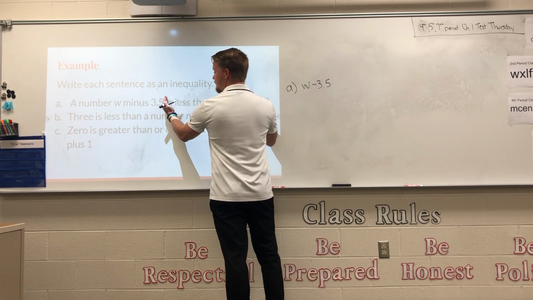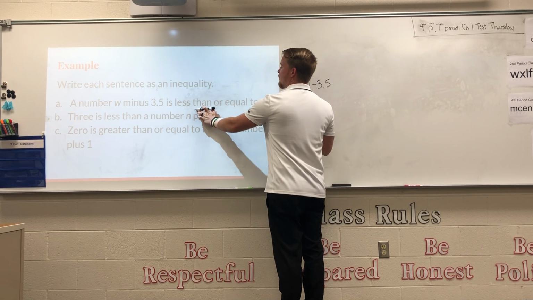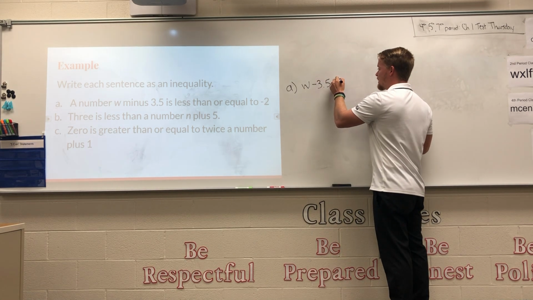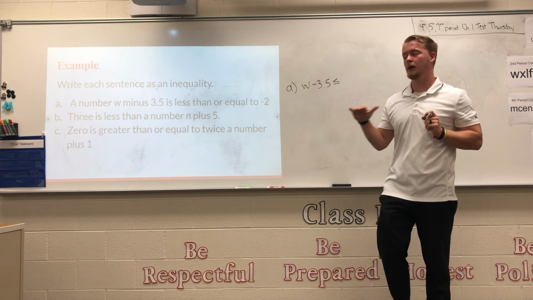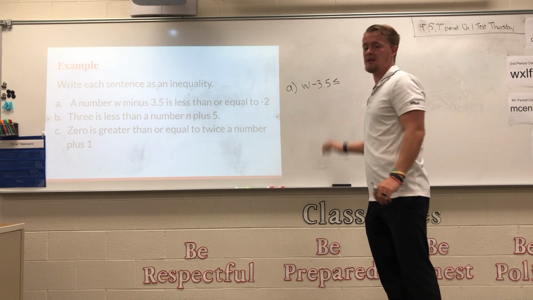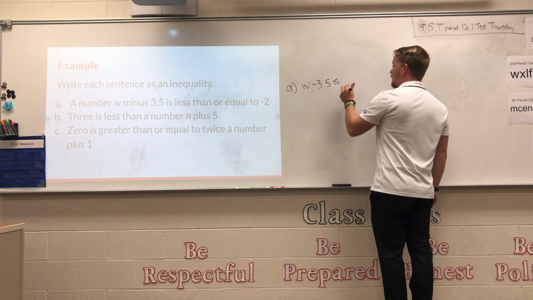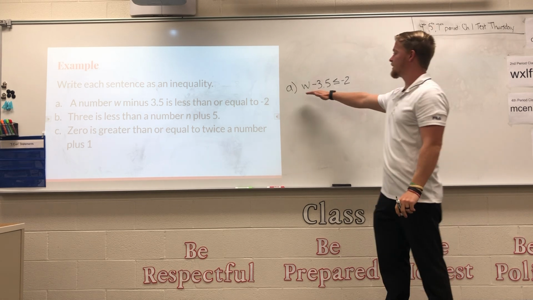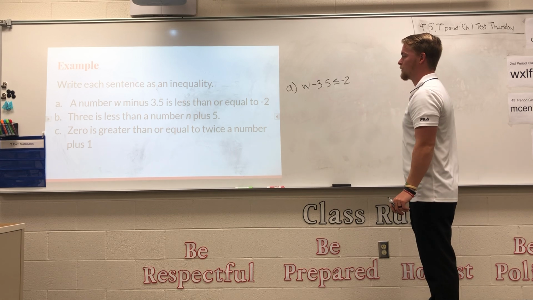And then we have our inequality phrase that we talked about in the last slide: is less than or equal to. So you have to make sure you understand which symbol that is. Is less than or equal to would just be the less than sign with the one line underneath it to represent less than or equal to. And then lastly, it's less than or equal to -2. So -2 is what we finish that out with. So part A turns into W minus 3.5 is less than or equal to -2.